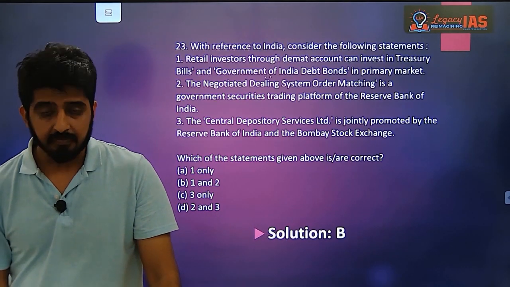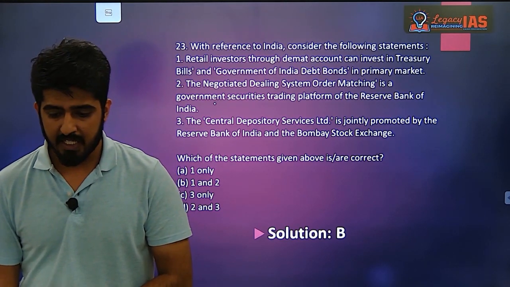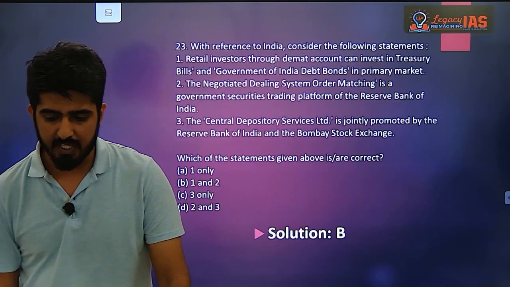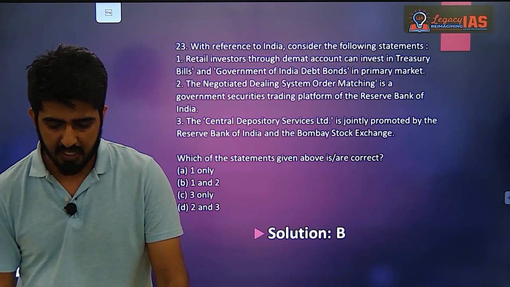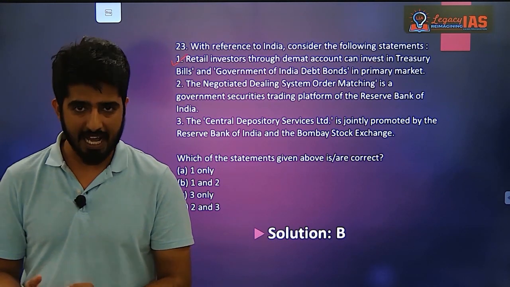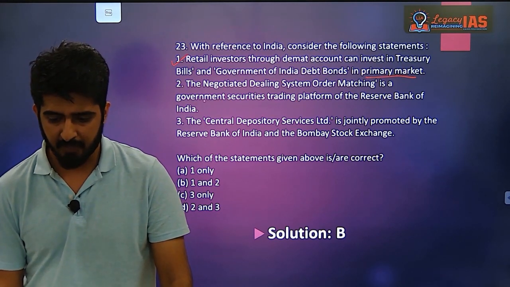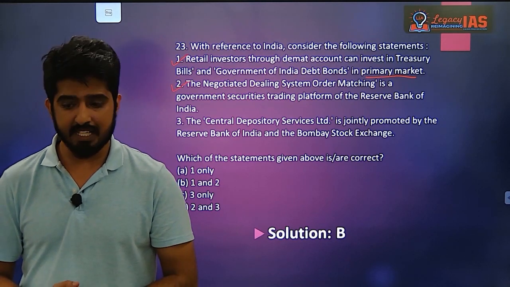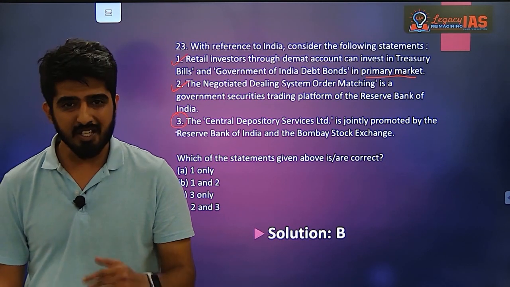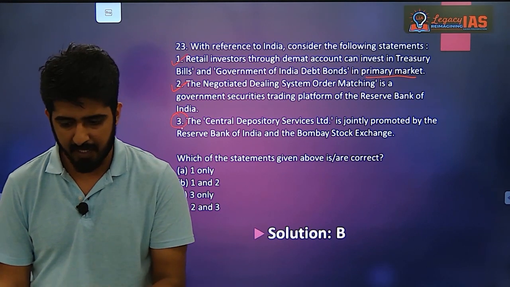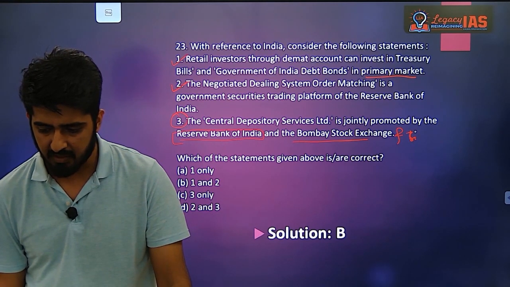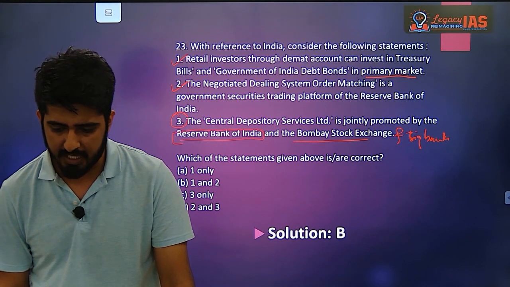The next question. This is related to your financial markets and the investments in government securities. So retail investors, can they invest in the government securities directly? This is something which was dealt by the RBI only recently this year. It has given the retail investors permission to invest directly, that is in the primary market. So 1 is right. Second one, that is negotiated dealing system or order matching. This also is a trading platform. So this is also right. And the third one, here there is a small error in the statement. The error is related to Reserve Bank of India. It is not the promoter, only the BSE and other big banks are the promoters. So the answer would be 1 and 2 only, that is your B.